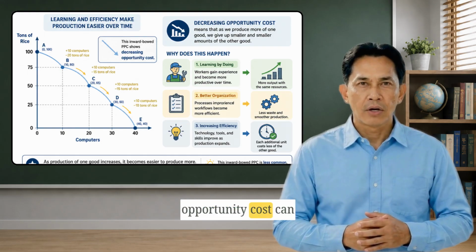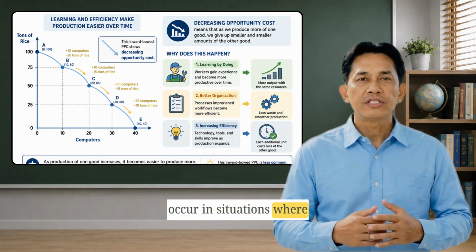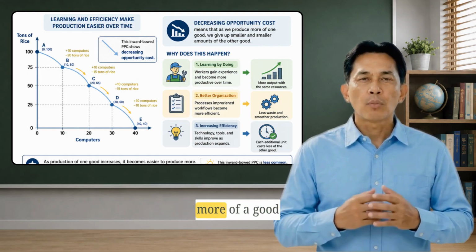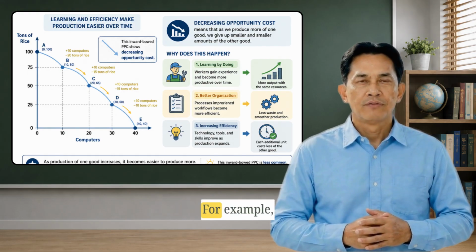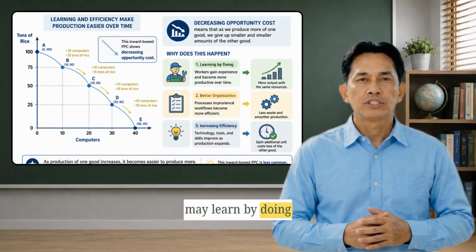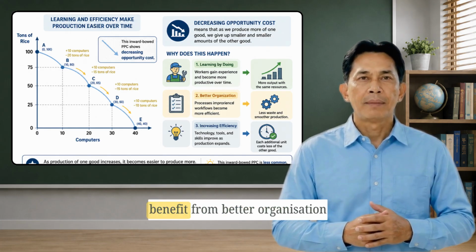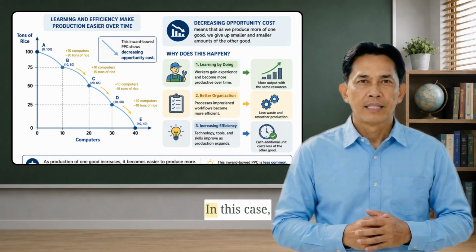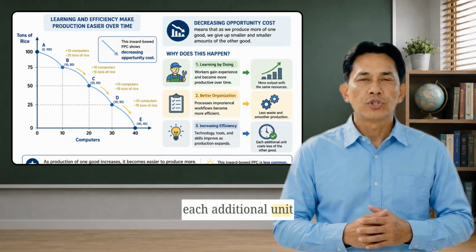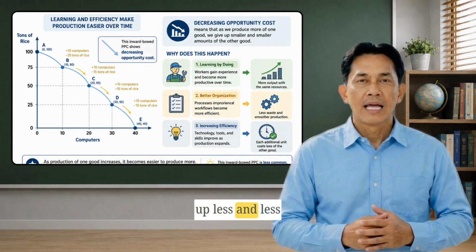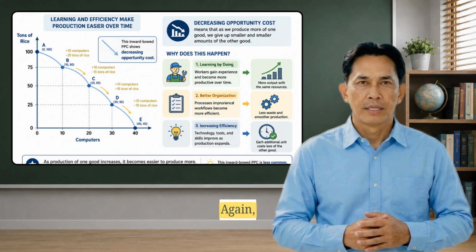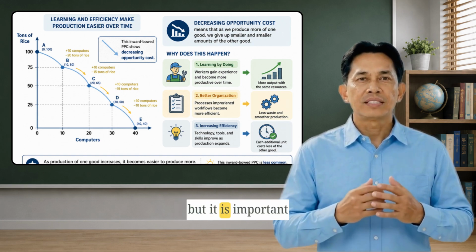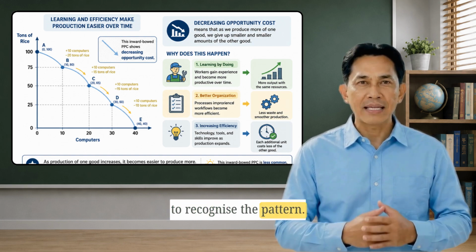Decreasing opportunity cost can occur in situations where production becomes easier or more efficient as more of a good is produced. For example, workers may learn by doing, or production may benefit from better organization as output expands. In this case, each additional unit may require giving up less and less of the other good. Again, this is not the most common PPC shape, but it is important to recognize the pattern.